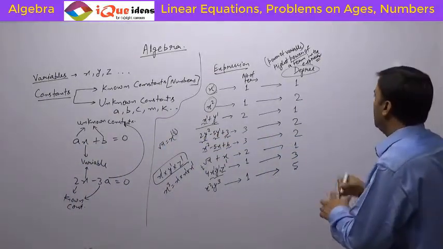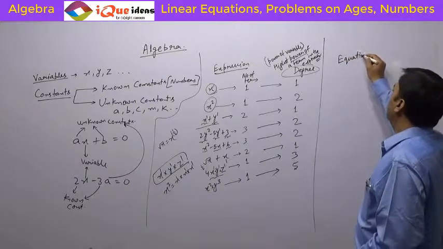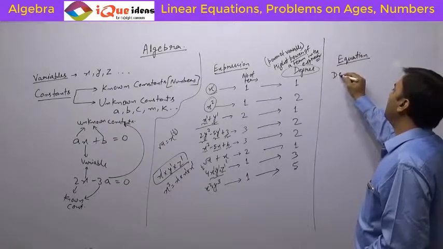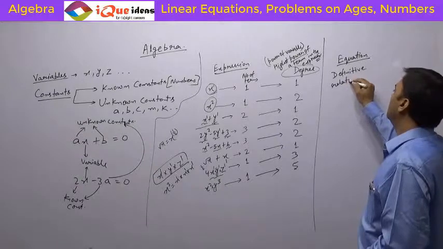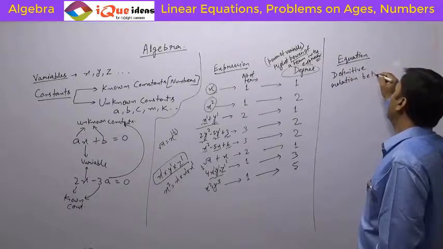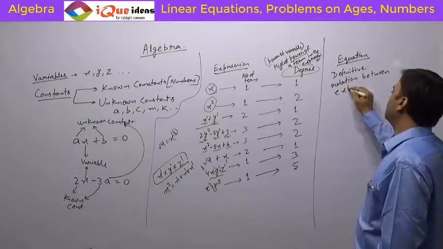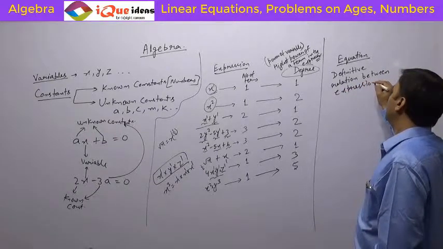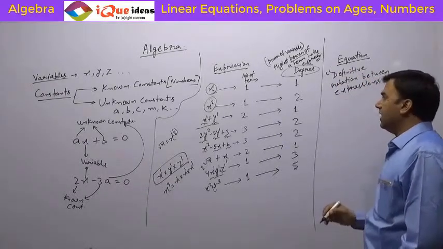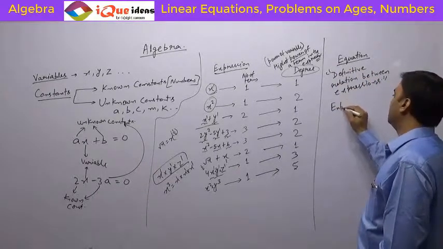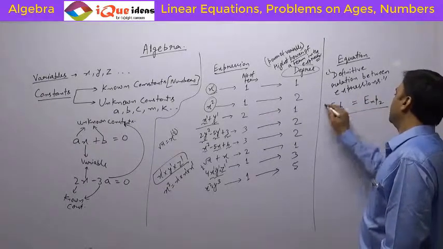Okay. Now let's go ahead. What do you mean by equation? Equation is a simple definitive relation between expressions. Alright. Definitive, the sign that we use is, let's say we can say that one expression is equal to another expression. This is how we present an equation.